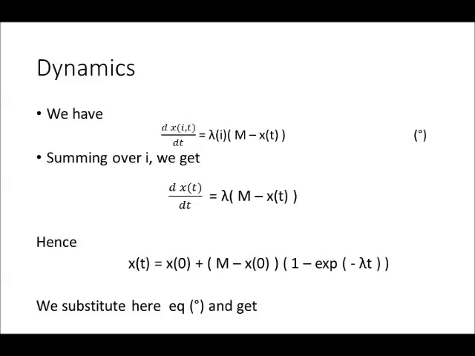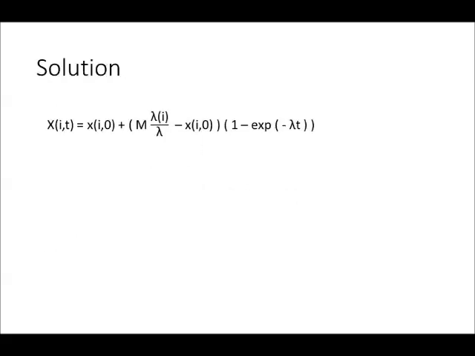The solution of this differential equation is exponential, as we already saw. Now, if we substitute it back into the first equation, then we get the following. So the solution is given by the formula that you see there. At time 0, it is just x_i(0), whereas as t goes to infinity, it converges to M times the ratio between lambda_i and the sum of all lambdas.